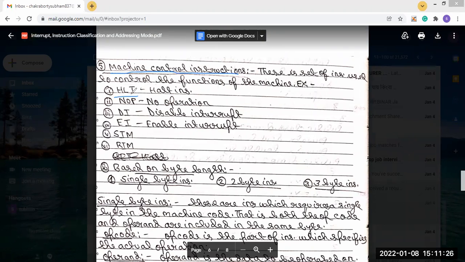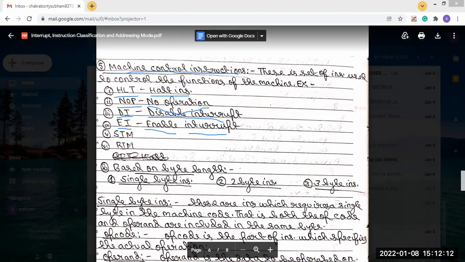Now, what is this HLT? HLT means halt instruction. NOP means no operation. DI means disable interrupt. EI means enable interrupt. If we use SIM and RIM, serial interrupt mask and read interrupt mask. So like this, what we have used here is our machine control instruction.